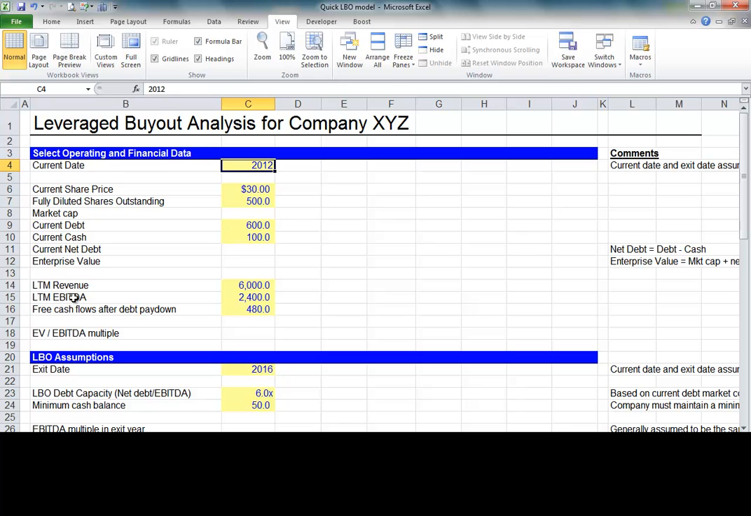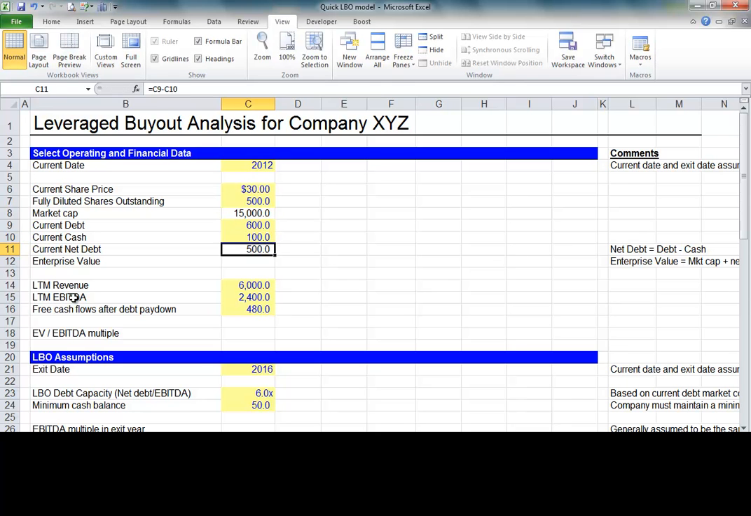Again, we're going to buy out this firm on the last day of 2012. They're trading at $30 currently, with 500 million shares outstanding. Of course, share price times shares gives us market cap. So it's a $15 billion company. Now, that company currently has some debt on its books, $600 million worth. But they also have some cash, $100 million worth.